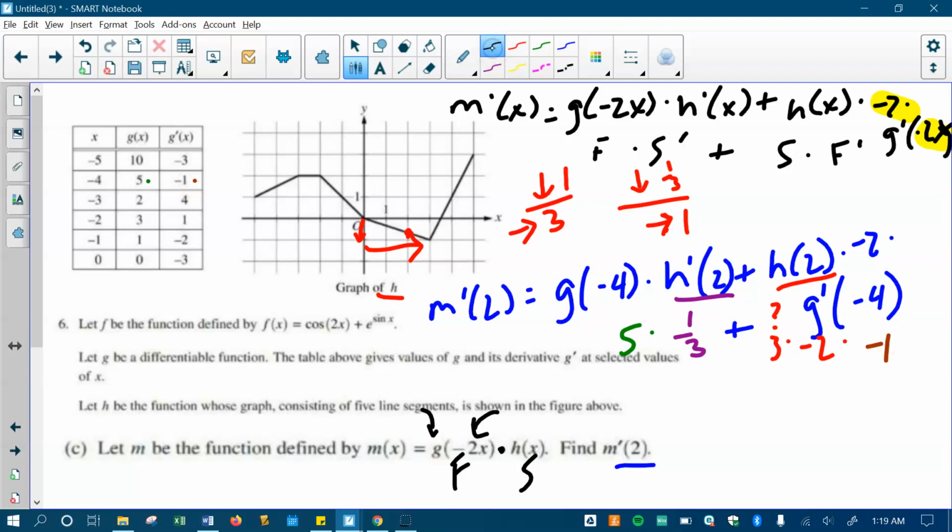Okay, so let's see what we get here. We get 5 over 3 plus 4 over 3, because 2 times 2 is 4. Both of them are negative, so we got positive. That's 9 over 3, which is 3.